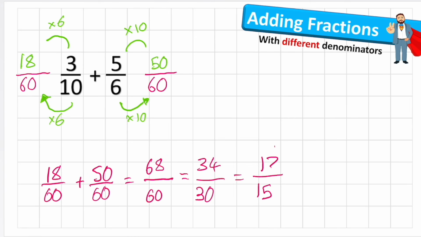So I've got 17 15ths, and I can divide my 17 by 15 and realize that I've got 1 whole, and then I've got 2 remainder, so it's 15ths. 1 and 2 15ths. Can I simplify that even more? No, because the only common factor is 1. So my answer to this question is 1 and 2 15ths.